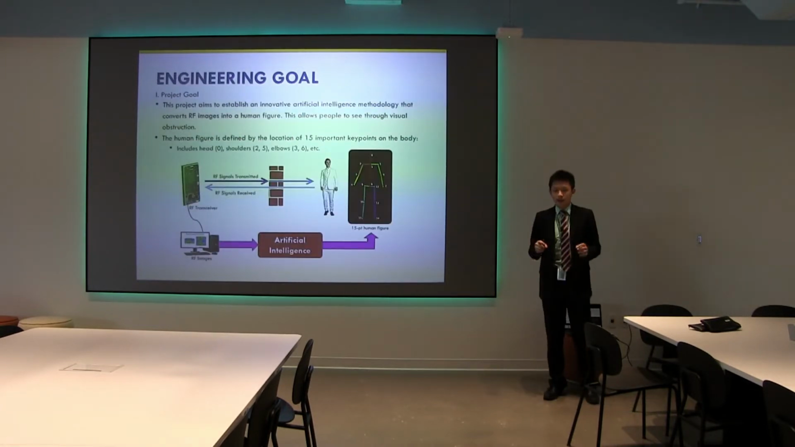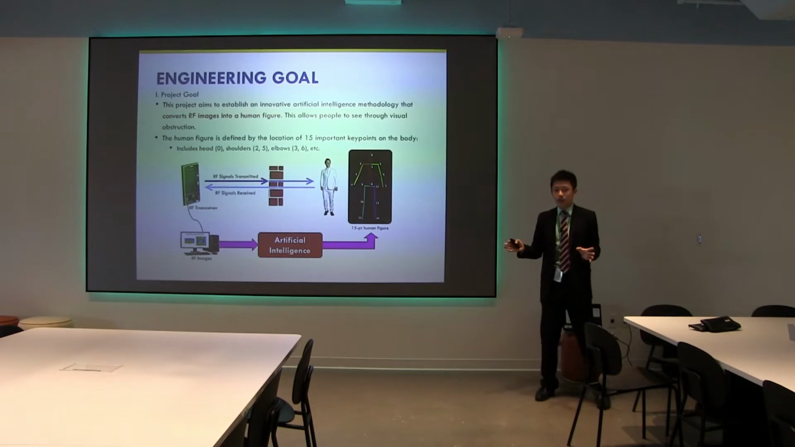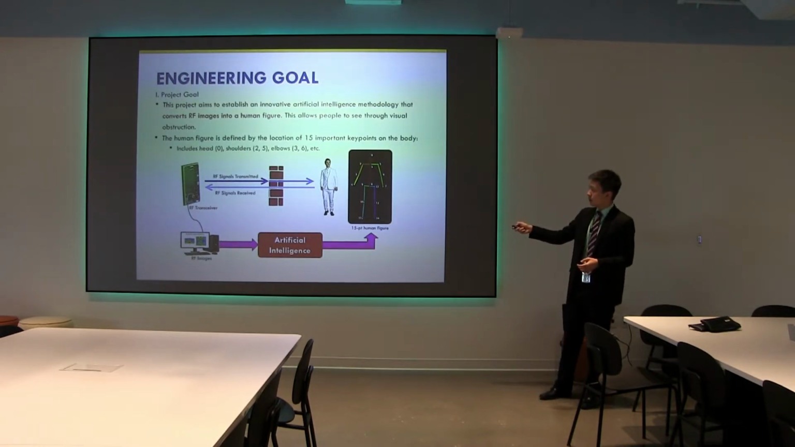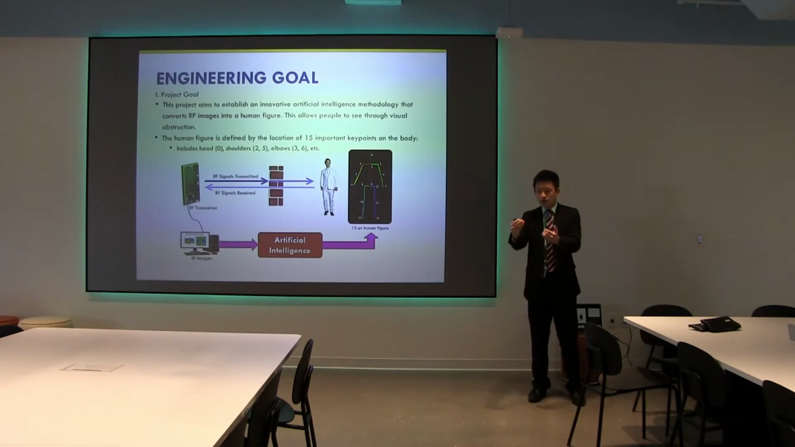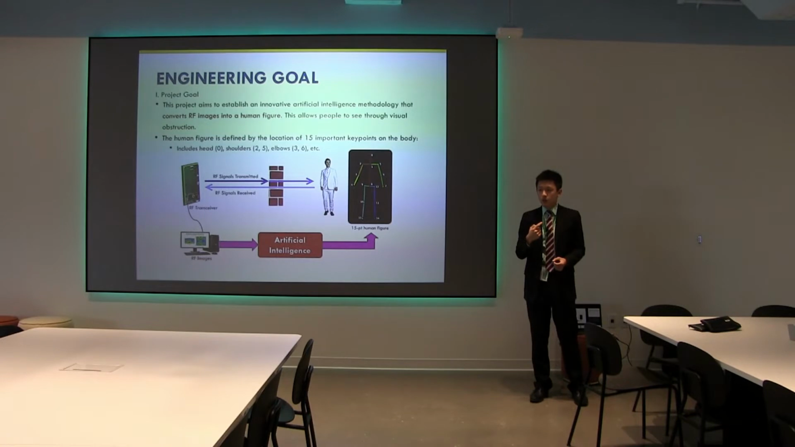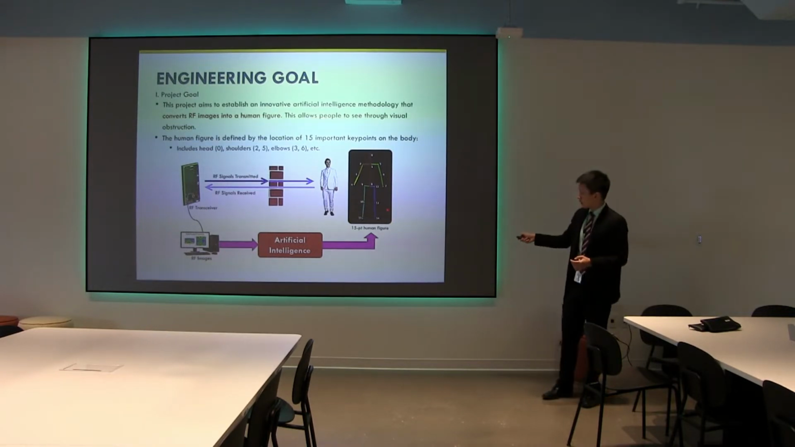So let's define a more formal goal. The idea behind this project is to establish some kind of methodology, which just happens to use artificial intelligence this time, to convert radio frequency images, or essentially radio frequency reflections off of people, into a human figure. Now, what is this human figure? It is simply a 15-point skeleton that defines all the key points on the human body and then links them up. Once you have this information, you can do things like gait analysis or possibly even fingerprinting.